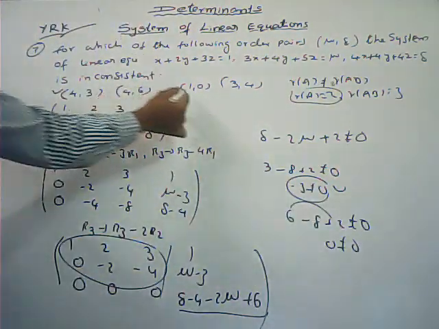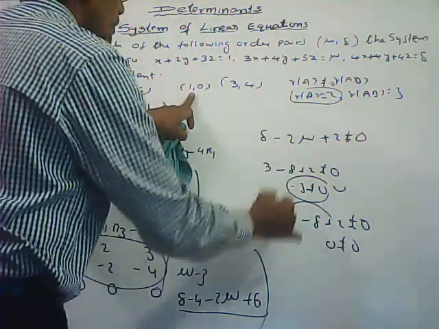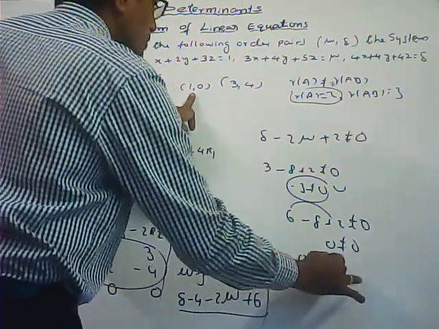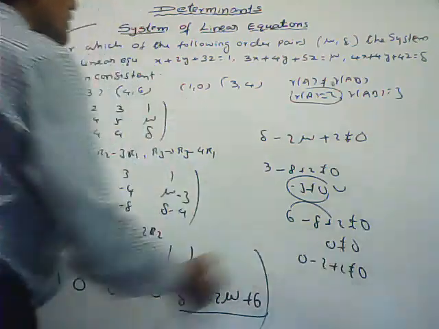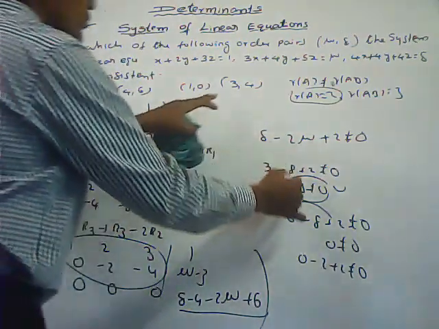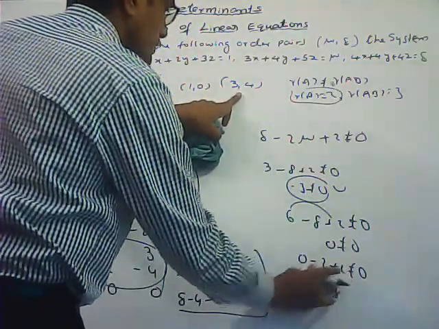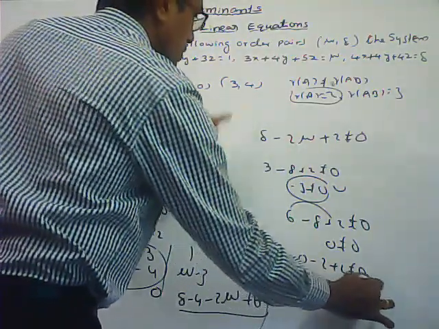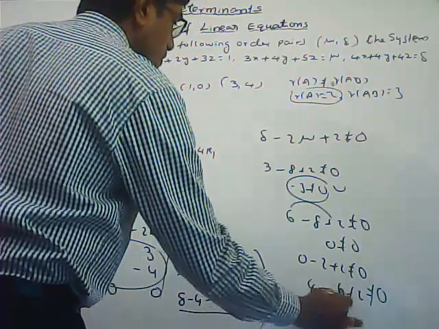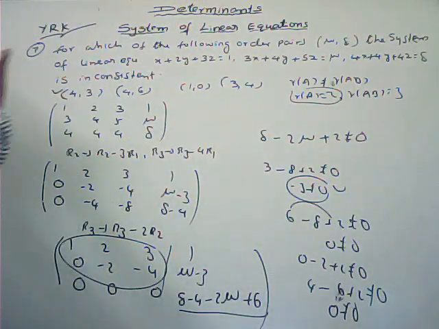1 comma 0: 0 minus 2 plus 2 is 0, and 0 is not equal to 0 is false. 3 comma 4: 4 minus 6 plus 2 is 0, and 0 is not equal to 0 is false. So only the first option is satisfied. The remaining 3 are not satisfied.